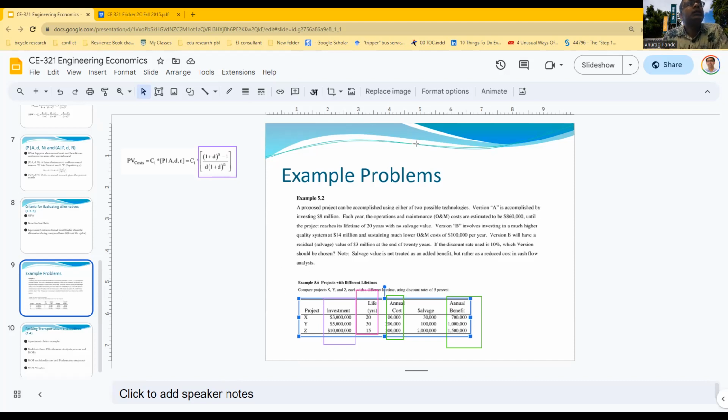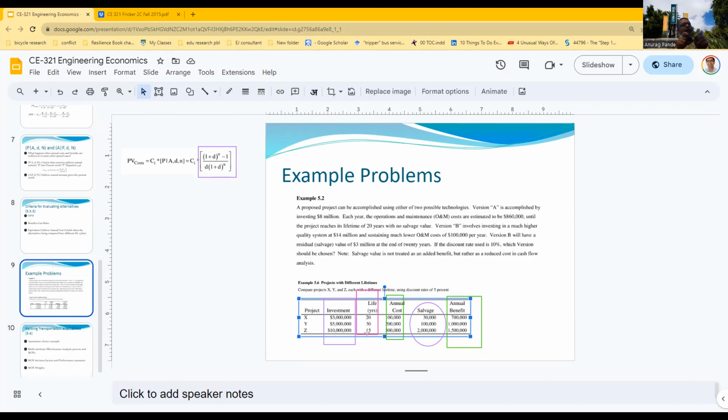Now, the interesting question is, and I'm going to leave that up to you, I'm not going to answer it here: what are you going to do with the salvage value? Salvage value is a one-time value that happens at the end of the life cycle. So for alternative X, at the end of 20 years, you get $30,000 in salvage. For Y, you get $100,000 in salvage at the end of 30 years. For alternative Z, you get $2 million of salvage at the end of 15 years.